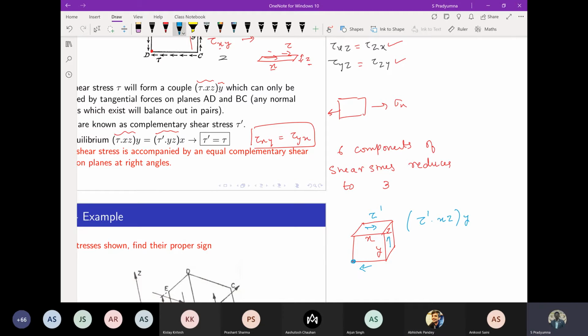Okay. Similarly, I have here also tau. Tau is acting, tau into y into z will be the force acting at a distance x. So this has to be equal. In that case, I can cancel out xyz, tau dash is equal to tau. Correct?